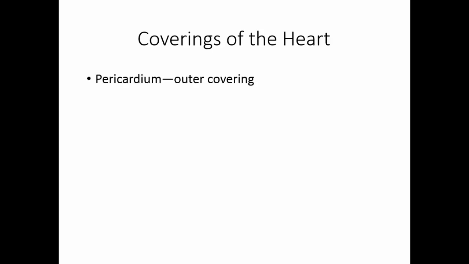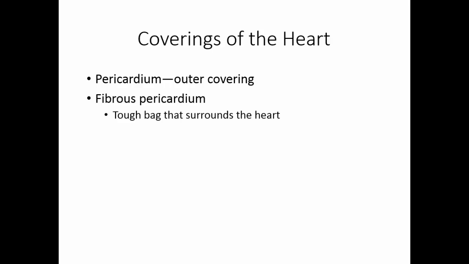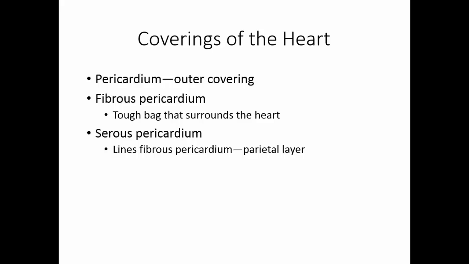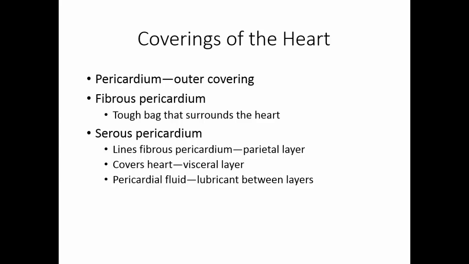The heart is covered by a pericardium. The fibrous pericardium is a loose-fitting, tough sac that surrounds the heart. Because this makes one of the closed body cavities, there is a serous pericardium. The parietal layer of the serous pericardium lines the fibrous pericardium. Then it folds back on itself to cover the heart, making the visceral layer. Between the two layers is a little bit of pericardial fluid. This acts as a lubricant between the layers so that as the heart beats inside this sac, there is no friction.